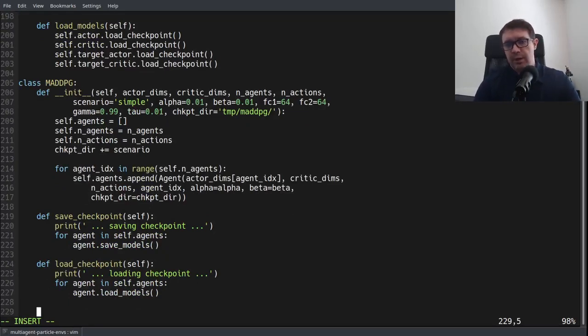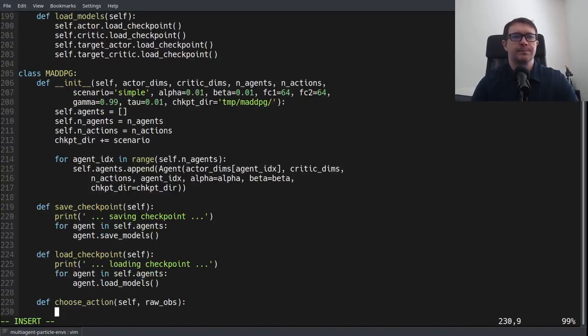Now we need a function to handle choosing an action. So we'll say def choose action. And the reason we have to do it this way is because the environment expects a list of actions, a list of NumPy arrays as input to the step function. Sorry, I can't speak. So we have to pass in a list to the step function. So we have to push this function up to our wrapper class.